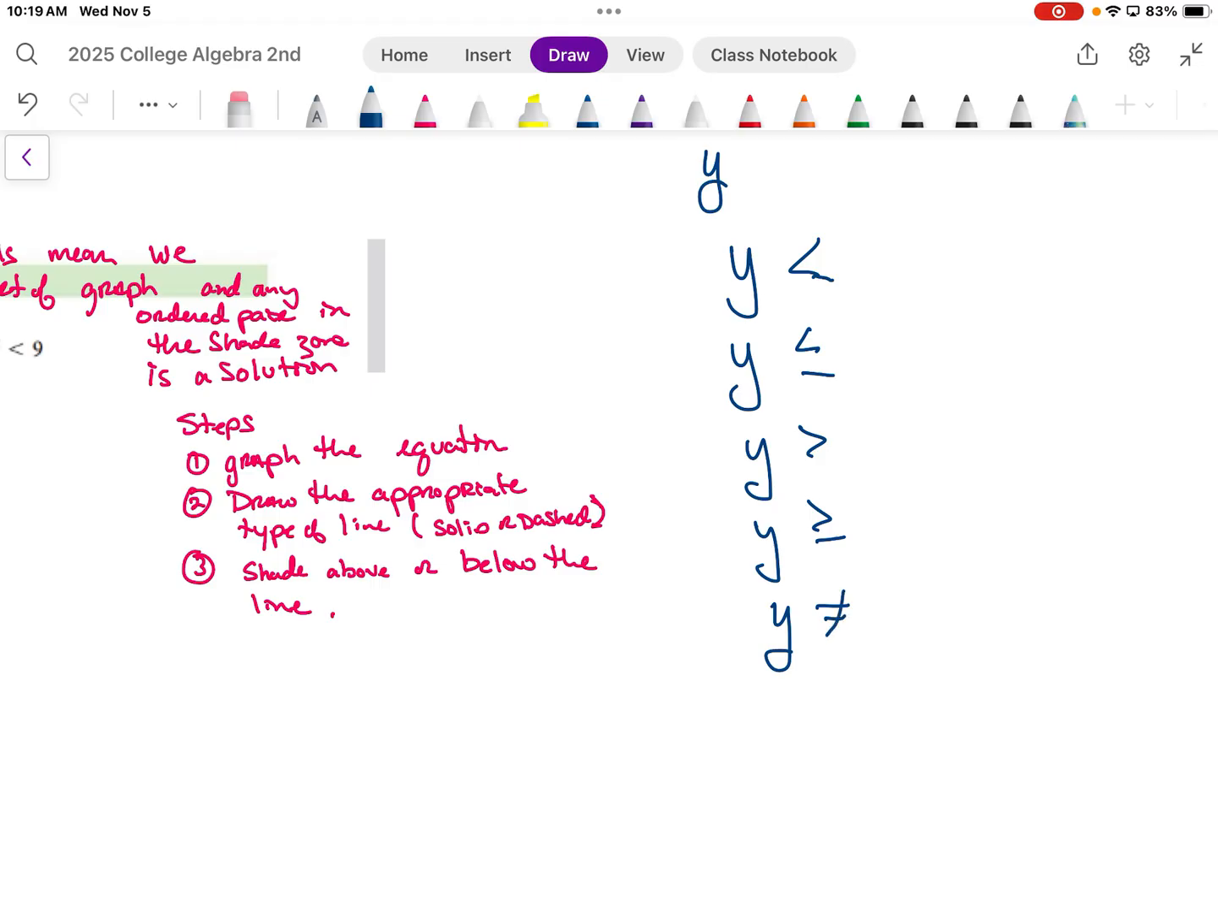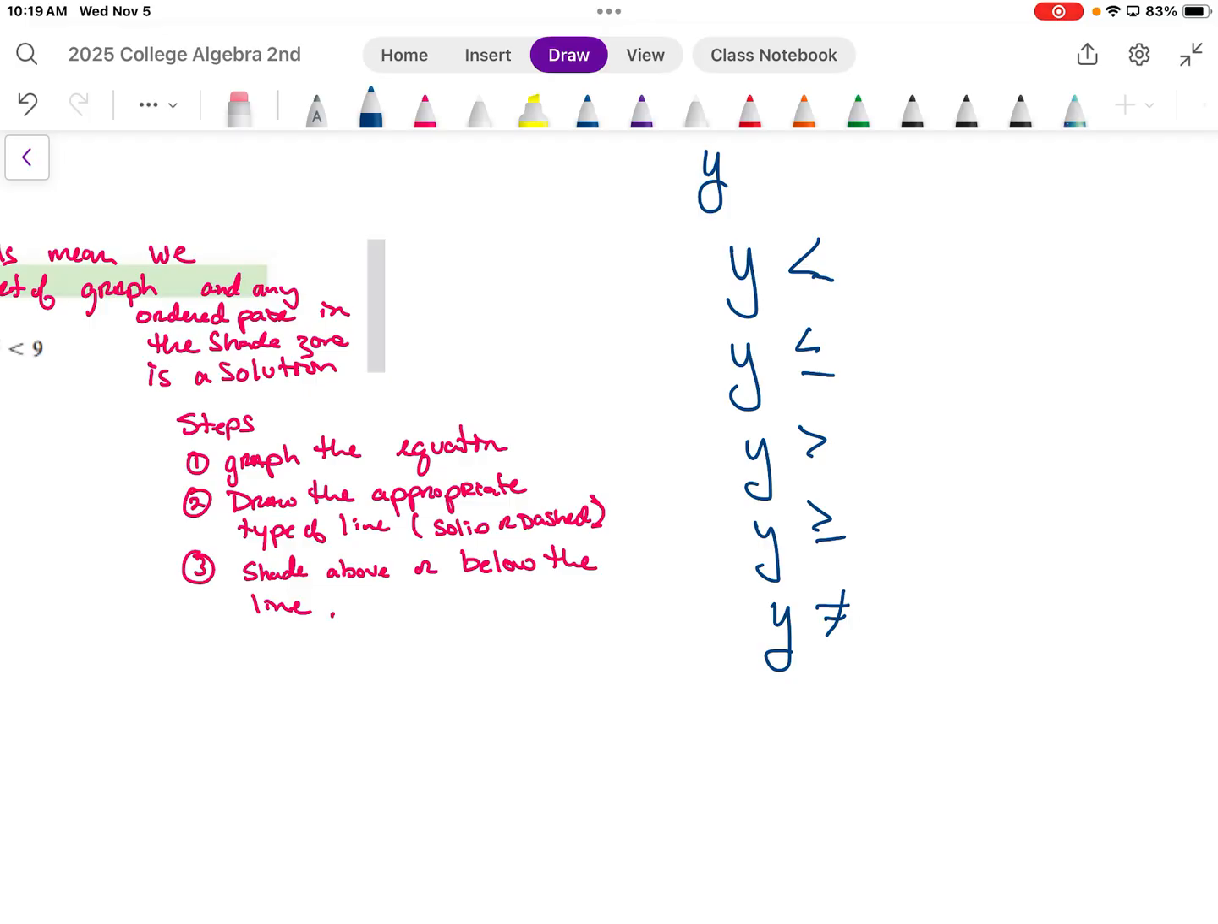Not equal to. All right, there's technically 5 inequalities. Whenever we graph, it's important to understand where the y is, because when we go to shade, we have to look at how the inequality opens up in relation to where the y is. That lets me know if I'm shading above or below.